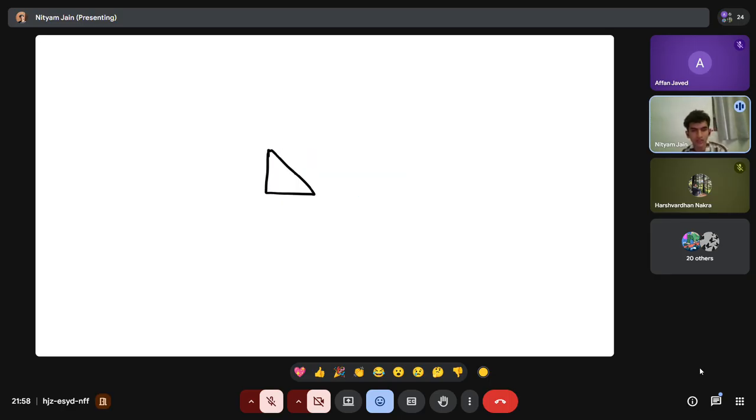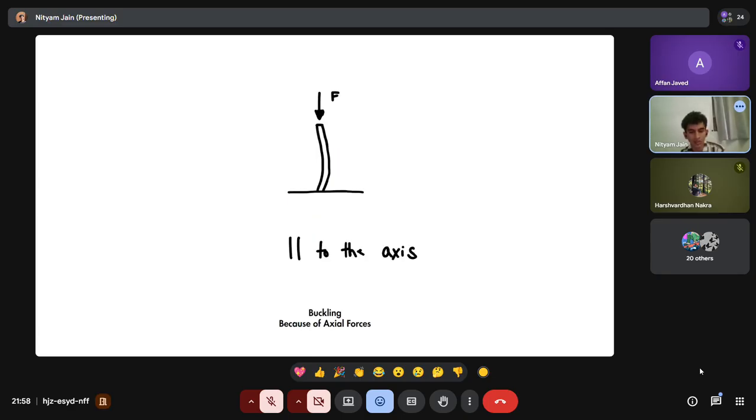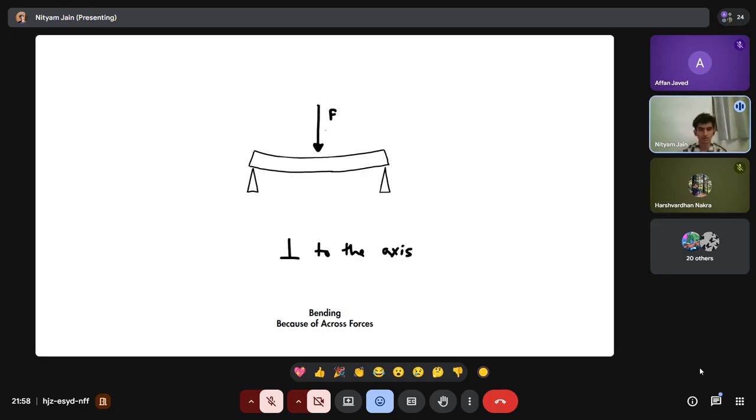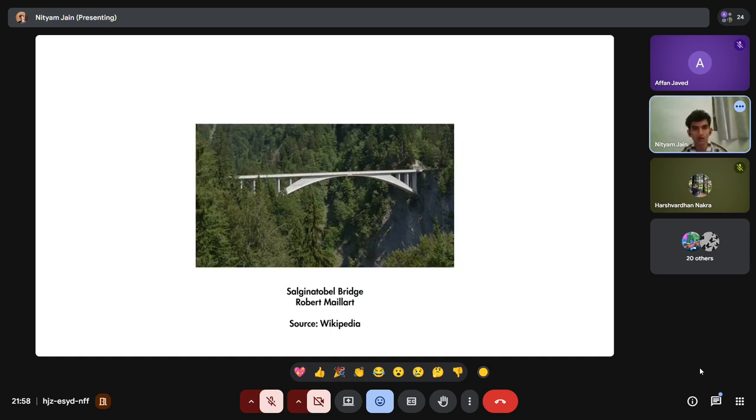And that happens because of triangulation: when you put force on any vertex of a triangle, you get compression in some members and tension in others. Buckling happens only because of axial forces, which is why buckling and bending shouldn't be mistaken for each other, because bending happens because of perpendicular forces.